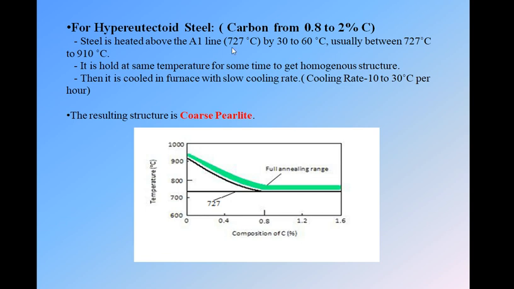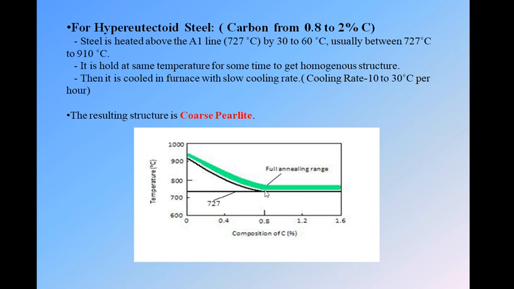Okay, so see what they said here: steel is heated above the A1 line. Okay, for hypoeutectoid we have the A3 line, and from 0.8 we have the A1 line, that is 727 degrees Celsius. So here from 0.8 to 2% we heat the steel above the A1 line. Then again we hold the steel at the same temperature for some time to get a homogeneous structure, and then we again cool the same steel in the furnace up to room temperature.